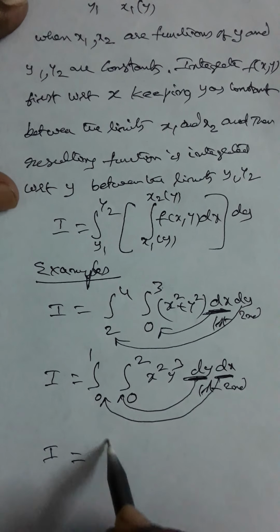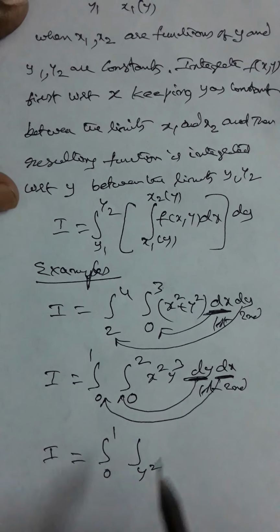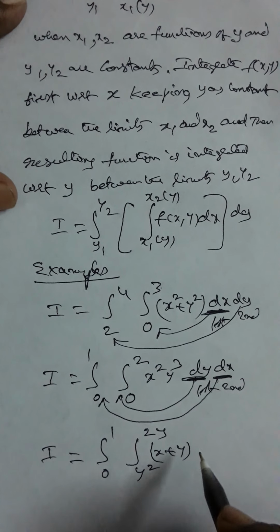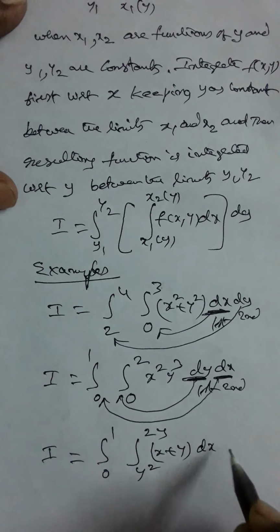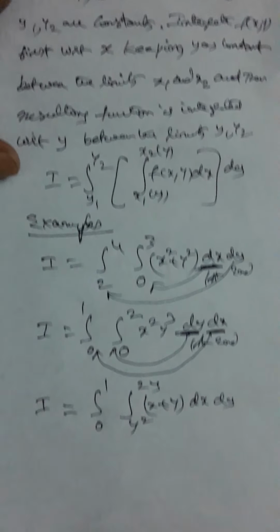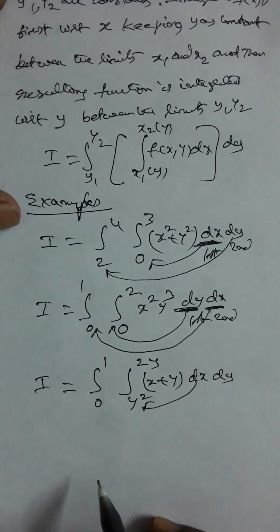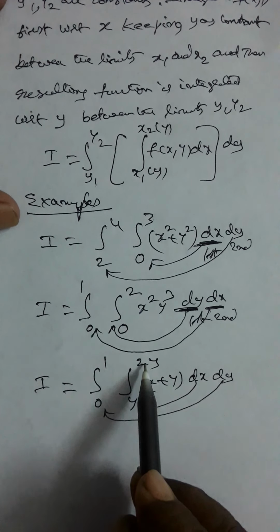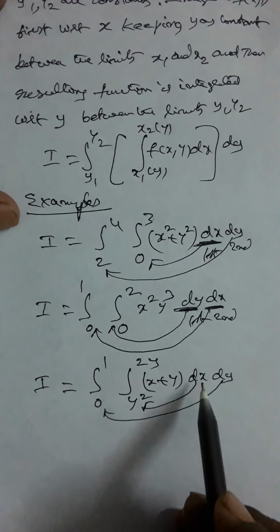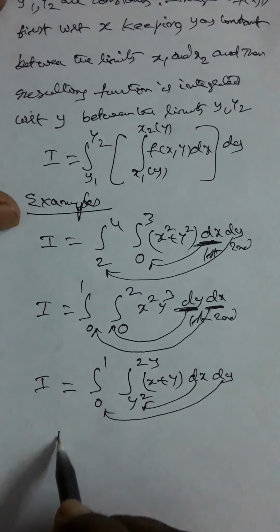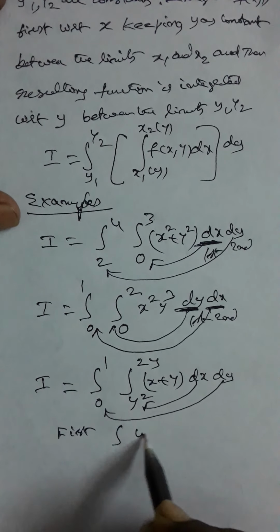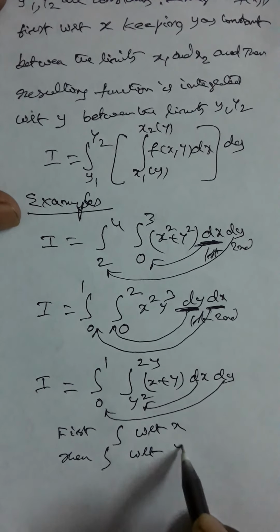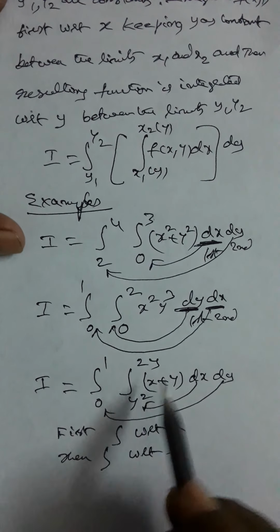Another example. Suppose I is given as integral 0 to 1, y square to 2y, x plus y dx dy. What is its meaning? The x limits are y square to 2y. The y limits are 0 to 1. Here y is there, the opposite variable is x. So first integrate with respect to x, then integrate with respect to y. According to the given problem, observe carefully.